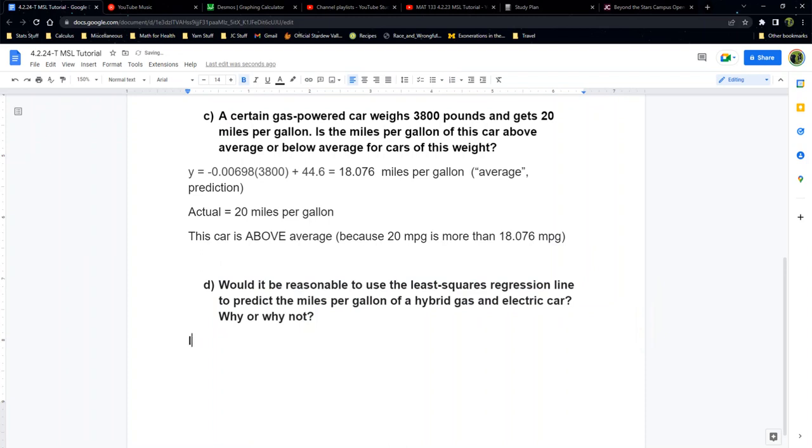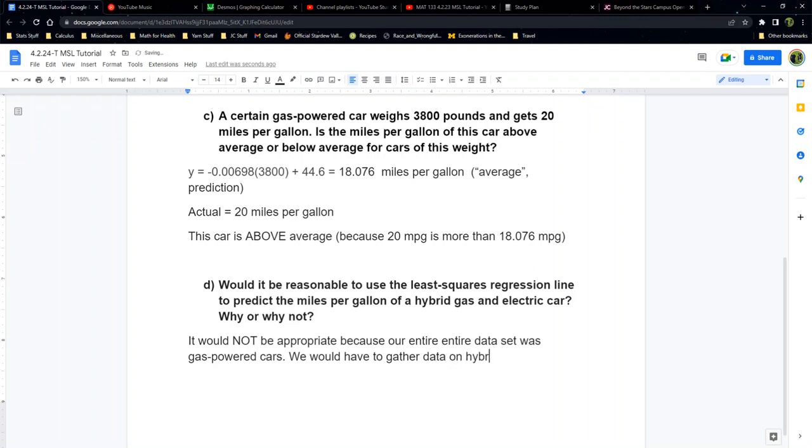So it would not be appropriate because our entire data set was gas-powered cars. We would have to gather data on hybrid or electric cars to make those kinds of predictions.